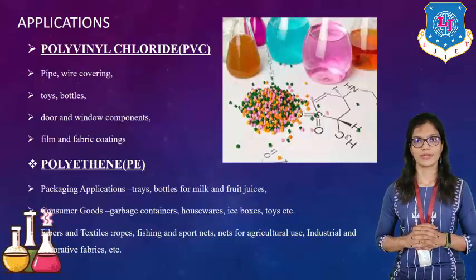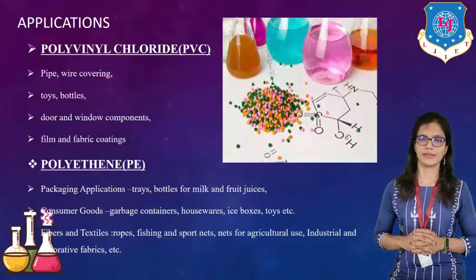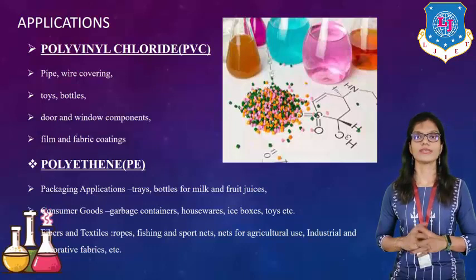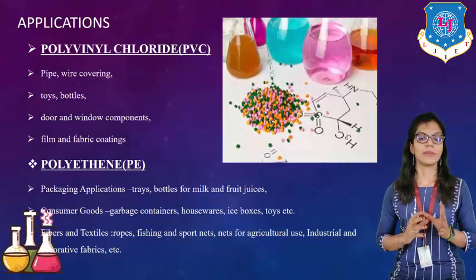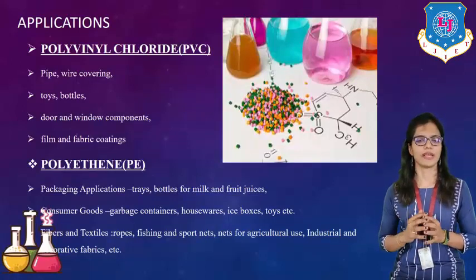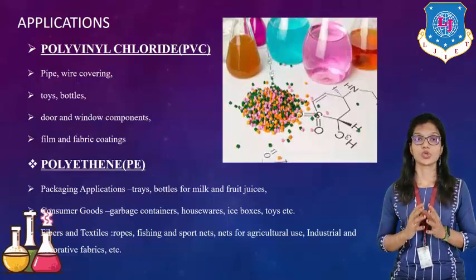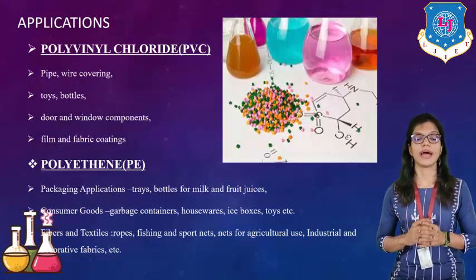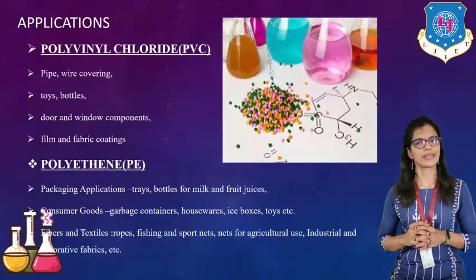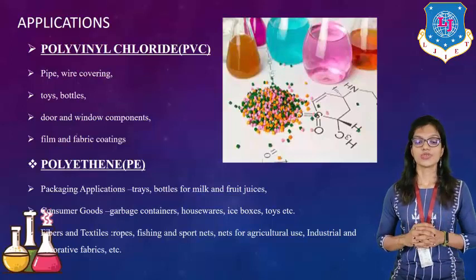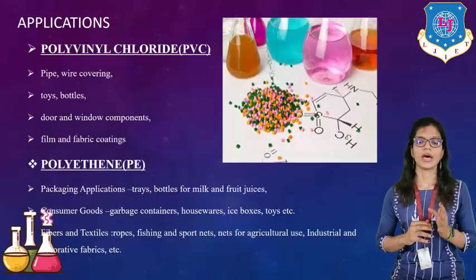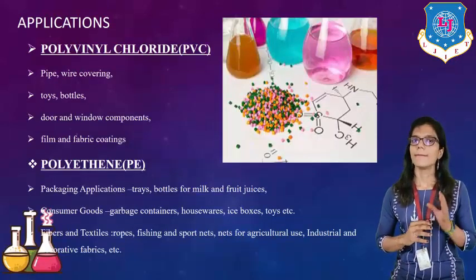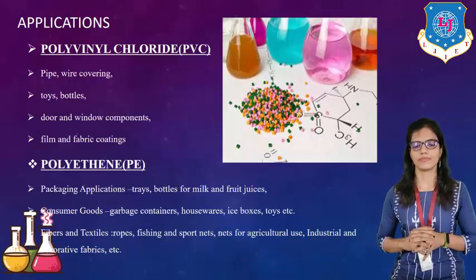Now, another kind of polymer that we will take a look at is polythene. Polythene's short form is PE. Here they are widely utilized in packaging applications like trays. They are used to manufacture trays, bottles for milk and bottles for fruit juices, etc. They are used in consumer goods like garbage containers, housewares, ice boxes, toys, etc.